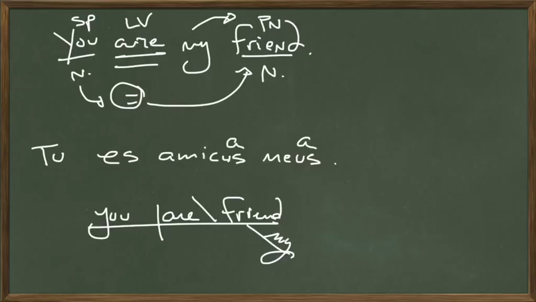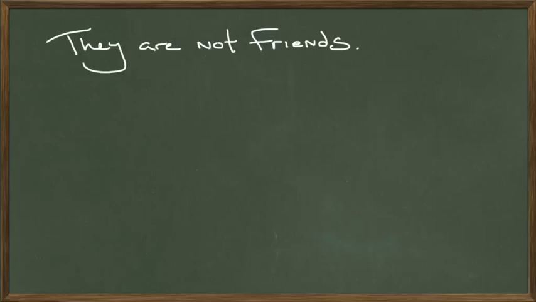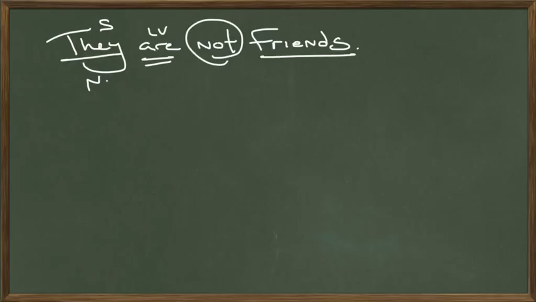Okay. Next sentence. They are not friends. Subject of the sentence, they. Subject of the sentence, nominative case. What are we saying? They are. It's a linking verb. We've been over all that. They are what? They are not. Not as an adverb. They are not what? They are not friends. Friends is a noun that follows a linking verb and renames the subject. So friends is a predicate nominative and goes into the nominative case.